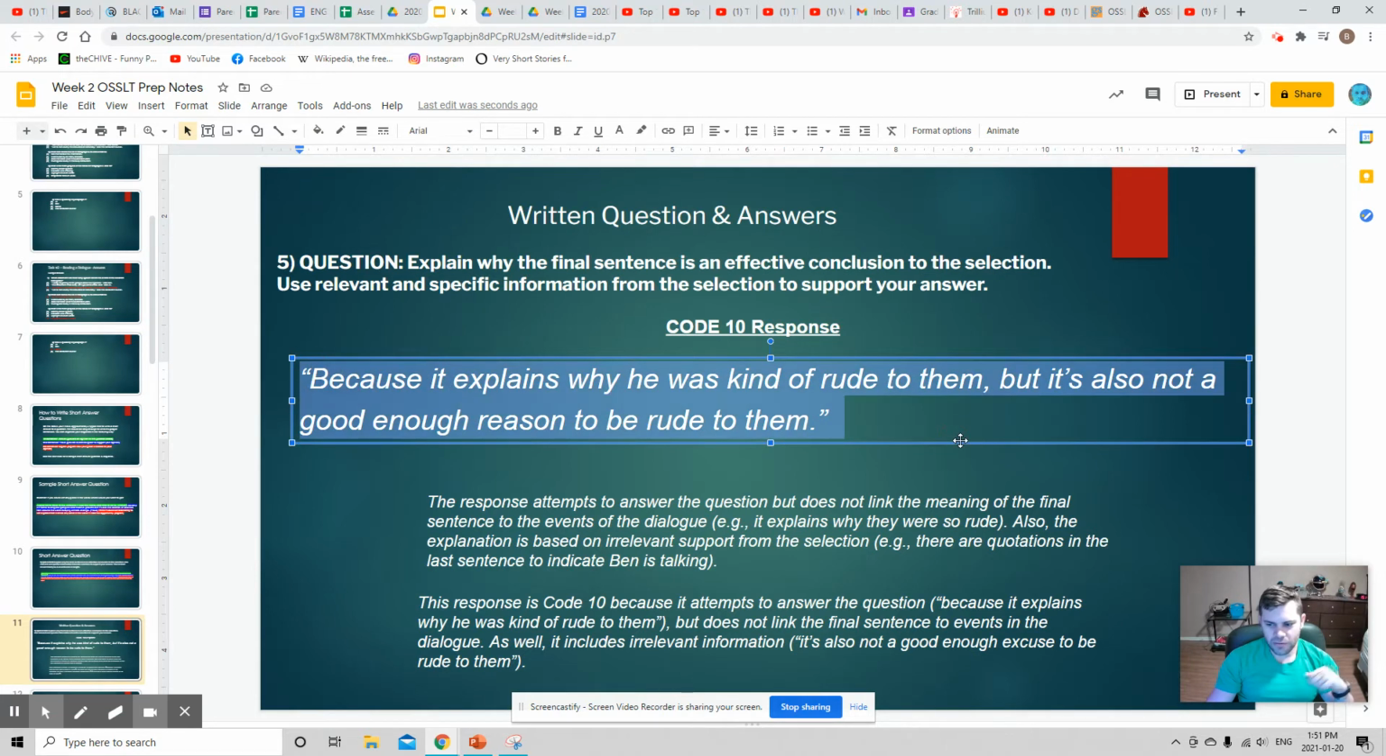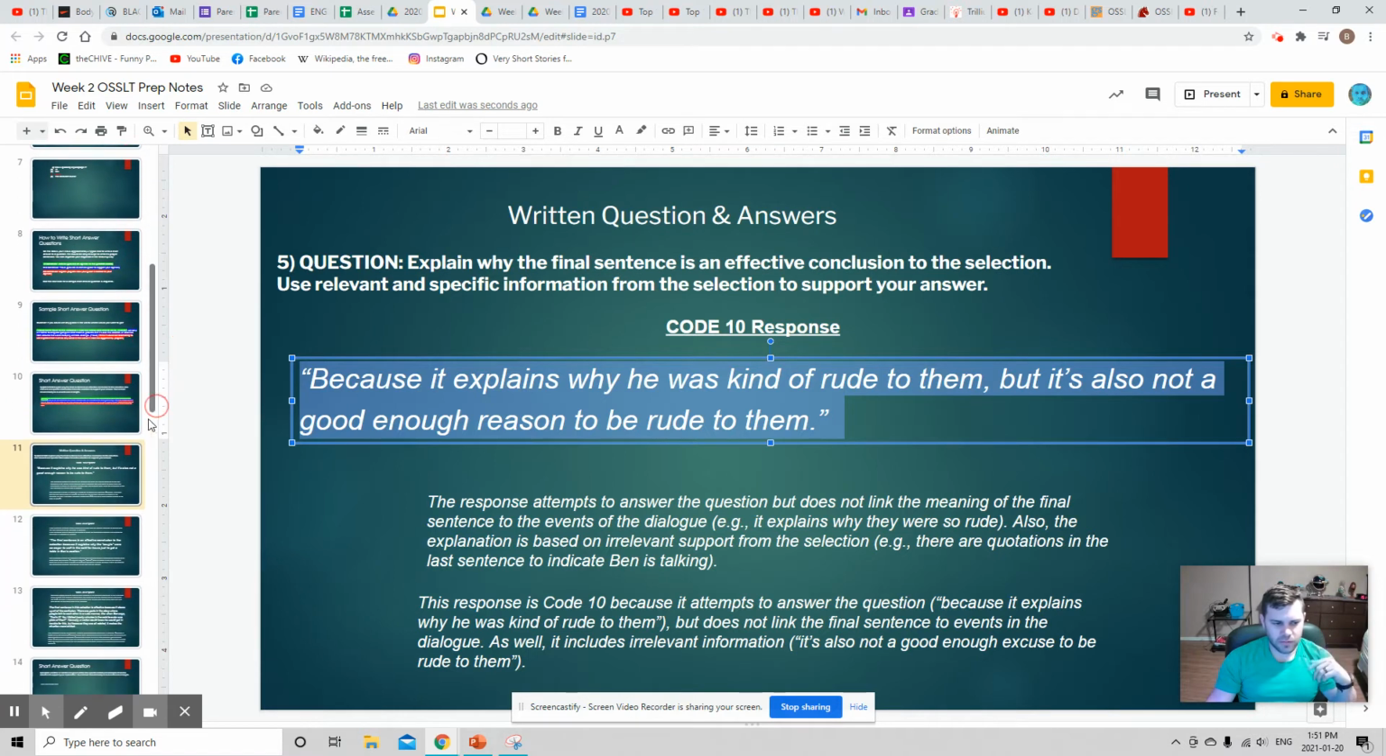So let's look at some not so good explanations. This is called a code 10. This is your lowest scoring answer besides a blank one. A blank one is 0. This will get you 10 points. I'm not going to read it just because it's already there in the text.